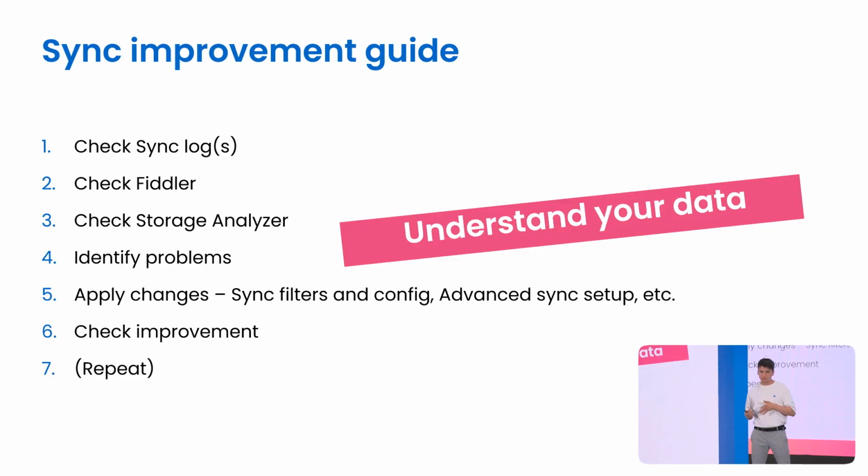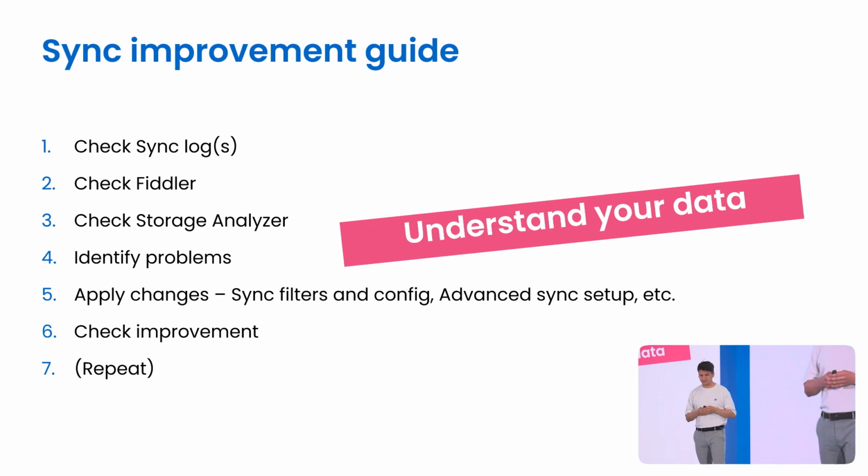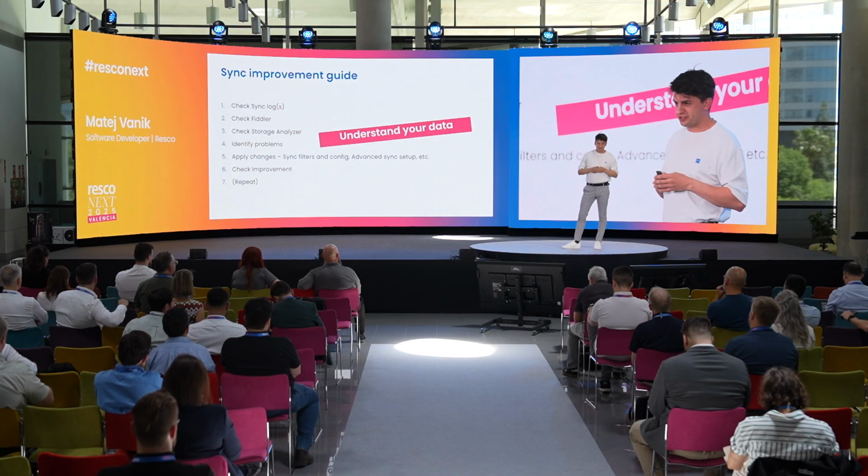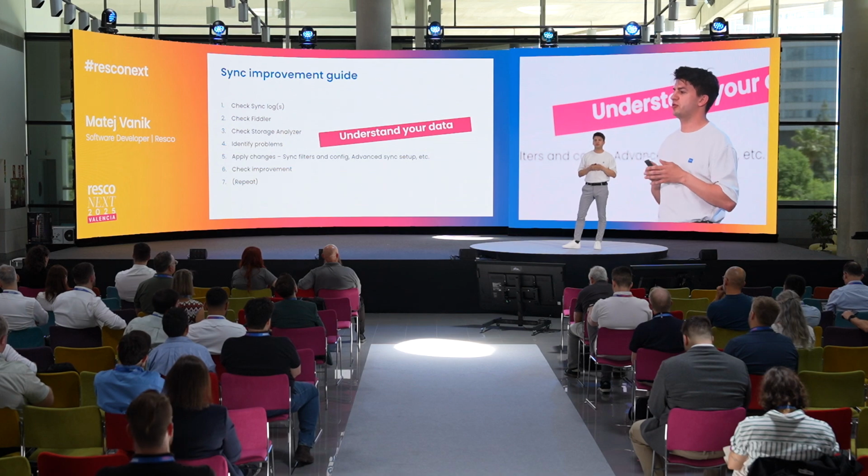So generally when I do an optimization of a synchronization, there are several steps that I follow. First, we check the sync logs, because that's where a lot of information is. And then maybe we can check with Fiddler, with Storage Analyzer, and a few new analyzers that I would like to talk about today. From the information that we have gathered, we should be able to identify problems. So we should see which fetches take so long, which part of the synchronization takes too much, and based on that, we'll try to apply some changes.